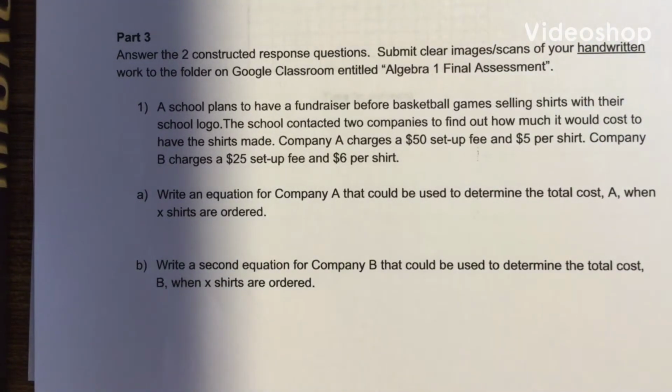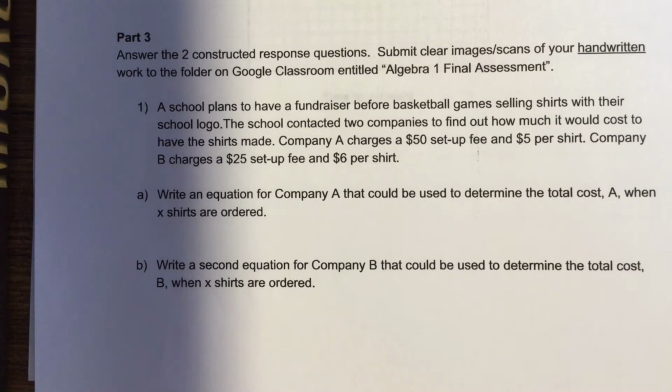Algebra 1 Final Review Part 3 of the packet. Question 1. A school plans to have a fundraiser before basketball games selling shirts with their school logo. The school contacted two companies to find out how much it would cost to have their shirts made.